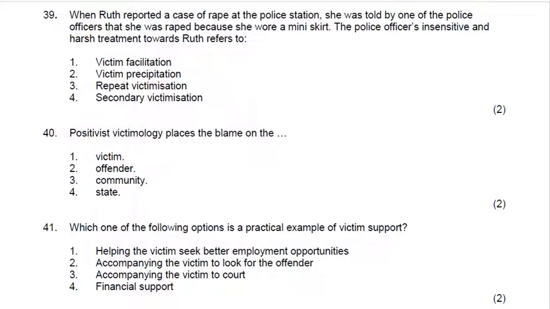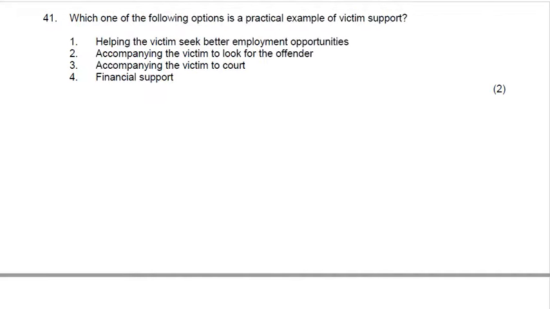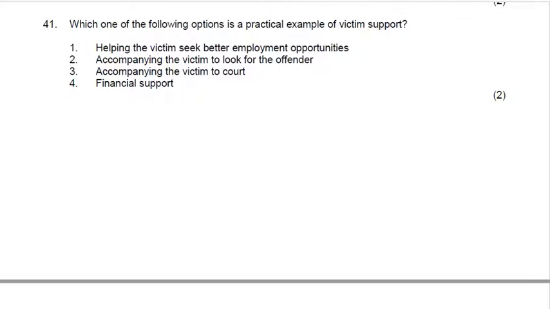41. Which one of the following options is a practical example of victim support? The answer is 3, which is accompanying the victim to court. This is found on page 72 of our study guide.